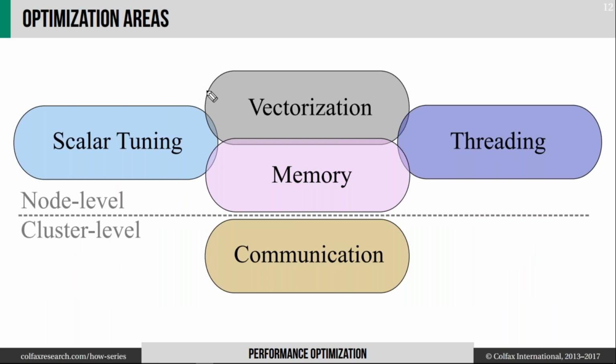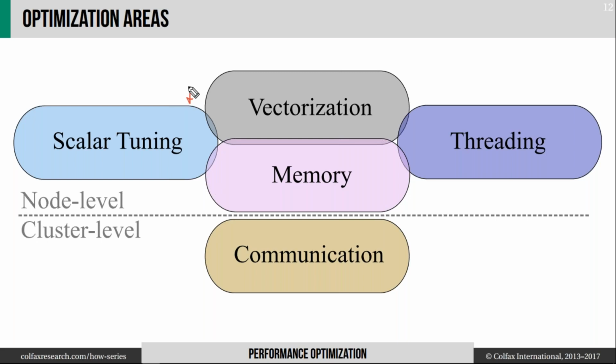The goal of today's demonstration is to give you a sample of programming and optimization techniques that we have for scalar tuning, vectorization, threading, and memory access. That's node-level optimization, and optimization of communication with the help of MPI. The idea is that all of the optimization techniques we structure into these 5 areas. And for each of these areas, we have targeted exercises.